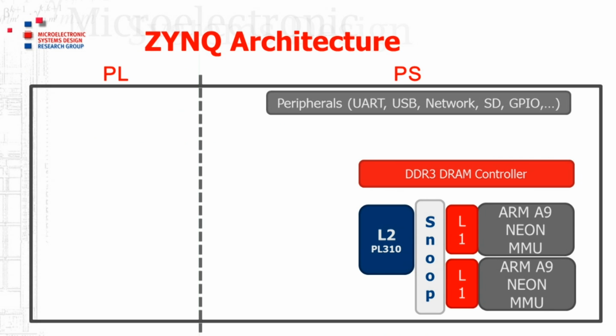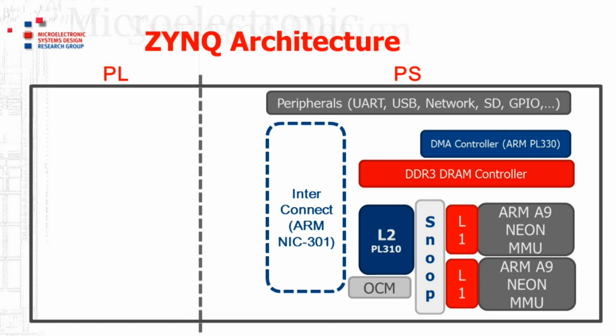Then, the programmable system contains many other components. It contains one DDR3 DRAM controller and also a bunch of peripherals like UART, USB, network interface, gigabit Ethernet, SD card, and GPIO interfaces. It contains an internal DMA controller and also an interconnect which connects all of these together. There exists also a 256 kilobytes on-chip memory on the PS.